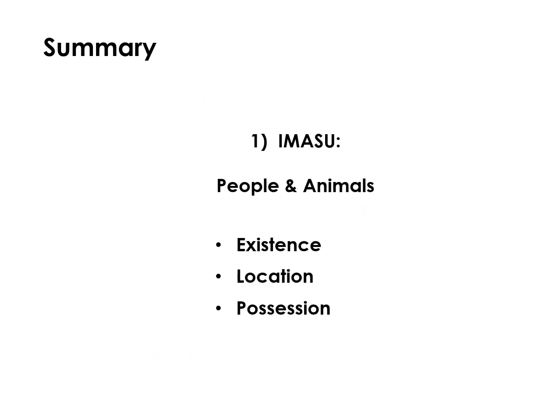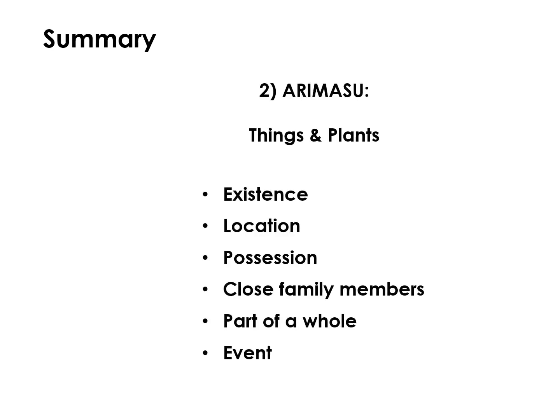So to summarize, we learned to use the verb imasu to denote the existence, location, and possession of people and animals. We learned how to use the verb arimasu to denote the existence, location, and possession of things, plants, and close family members. We also demonstrated the use of arimasu to denote parts of a whole and to express the location of an event that exists.